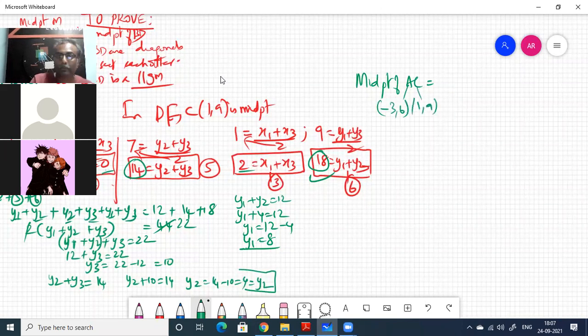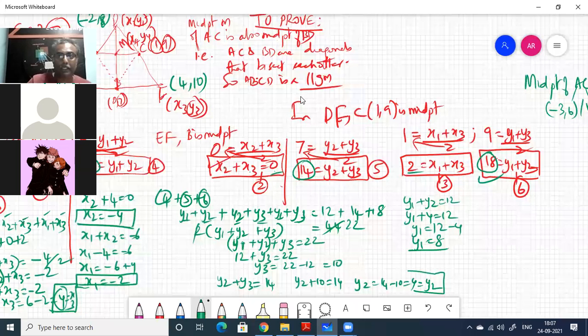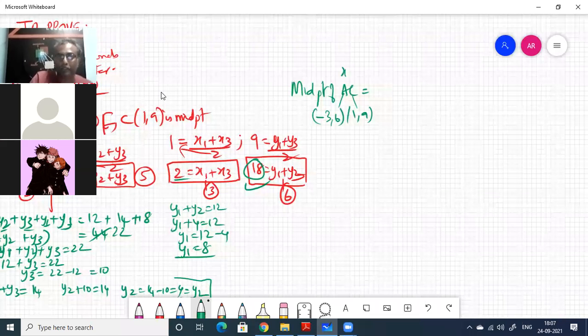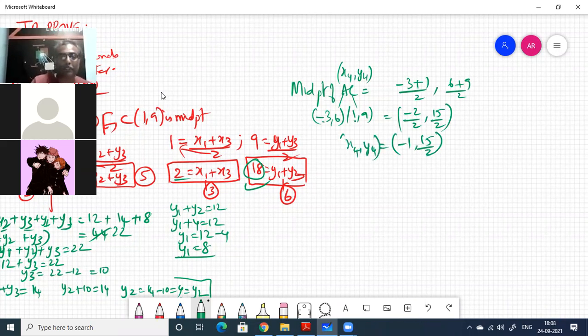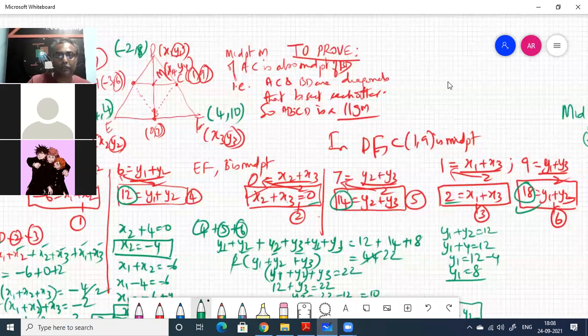Okay. So what you have to do? Midpoint of AC. What did we name it? Okay, x4 y4 you named it. Okay, x4 comma y4. That is equal to this plus this by 2: minus 3 plus 1 by 2 comma 6 plus 9 by 2, which is minus 2 by 2 comma 6 plus 9 is 15 by 2. Okay, minus 1 comma 15 by 2. That is x4 y4. Okay, x4 y4 is minus 1 comma 15 by 2. That is the midpoint M.